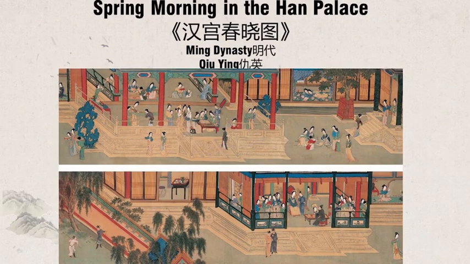Created by Ming Dynasty painter Qiu Ying, Spring Morning in the Han Palace is a scroll painting noted for its bold use of colors. The long scroll is an imaginary representation of various activities in the Han Dynasty Palace on a spring morning. The intricate composition is rendered with script brushwork and beautiful colors.